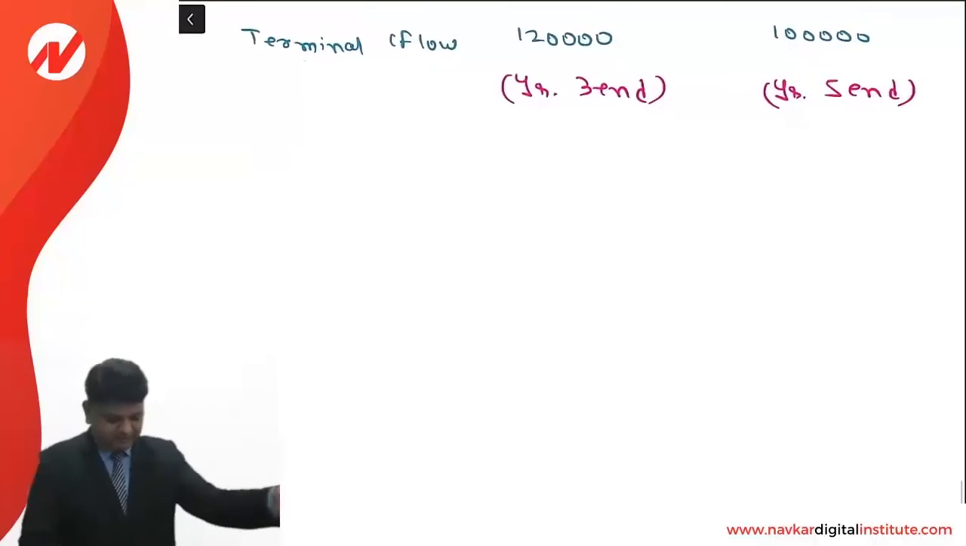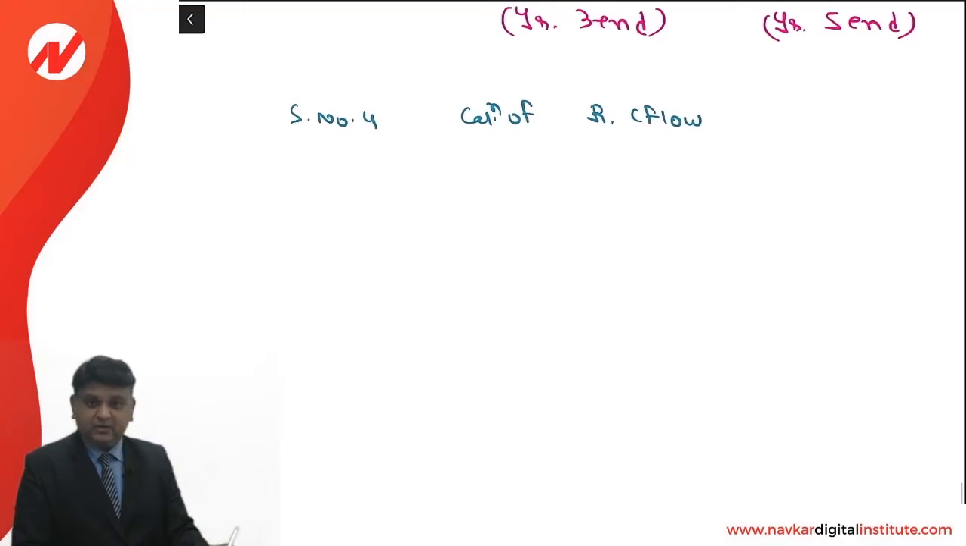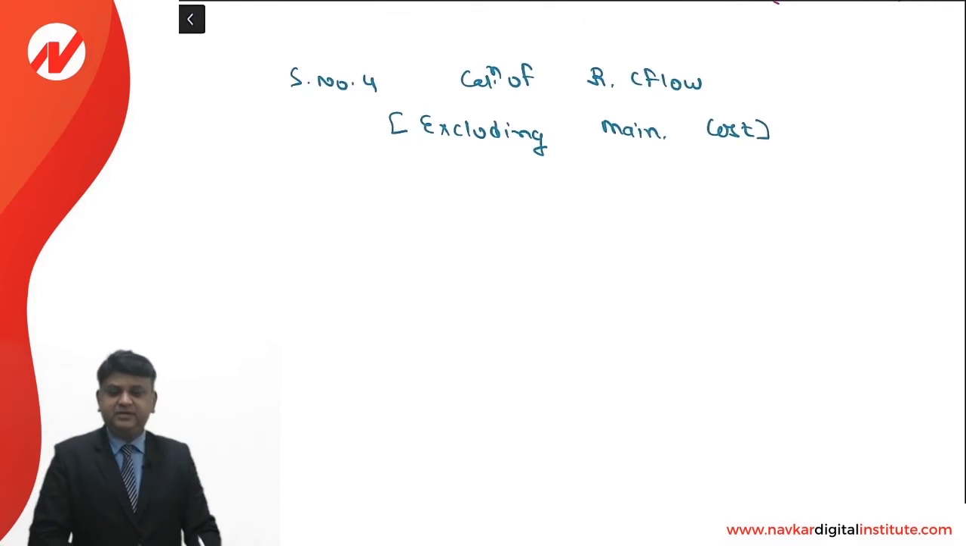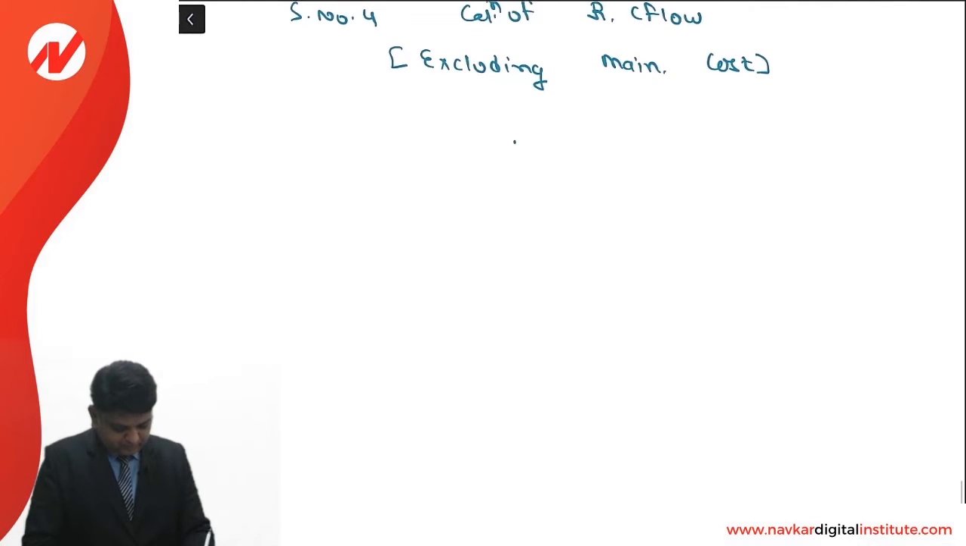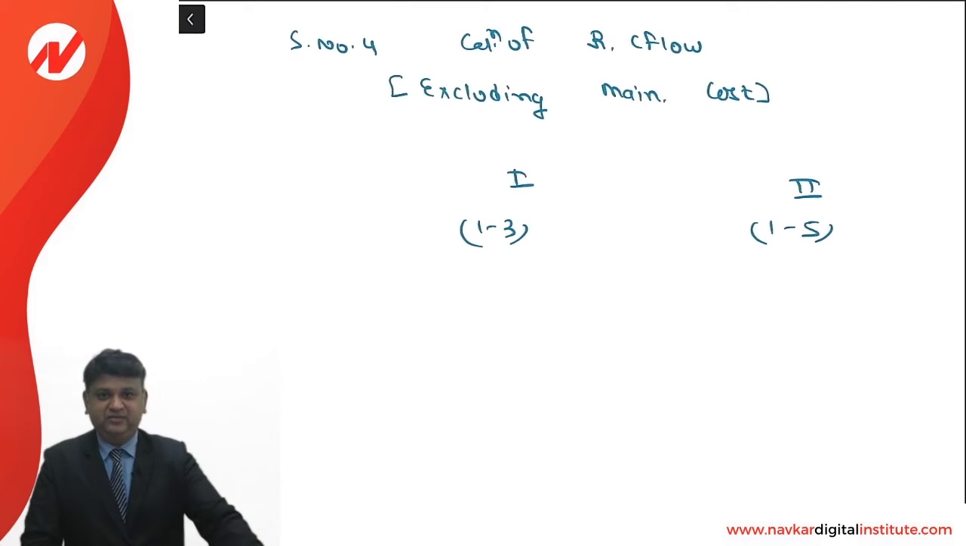So step number 4, calculation of recurring cash flow. In bracket I am writing excluding maintenance cost. Friends, we will give its effect later on. For machinery 1 and machinery 2, for machinery 1 it is year 1 to year 3, and for machinery B it is year 1 to year 5.